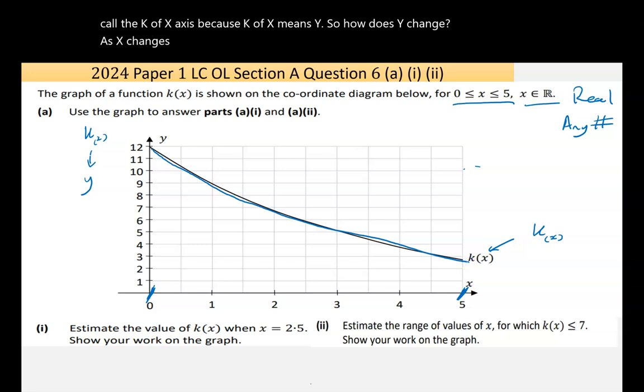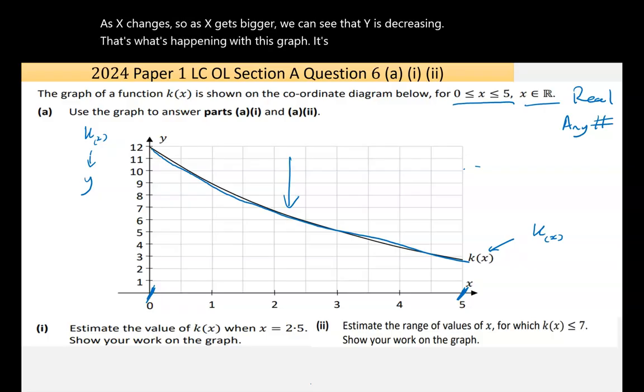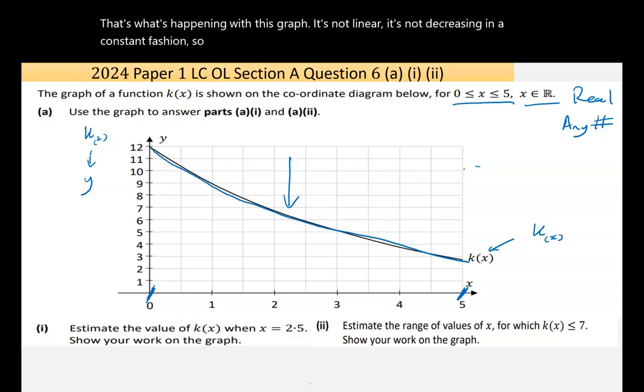So as x gets bigger, we can see that y is decreasing. That's what's happening with this graph. It's not linear. It's not decreasing in a constant fashion. So it's some slightly more complicated version of a model.